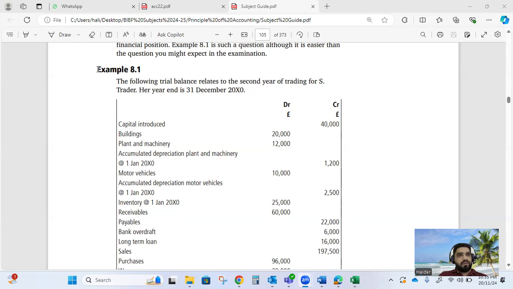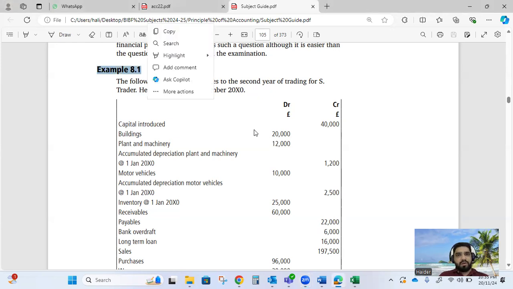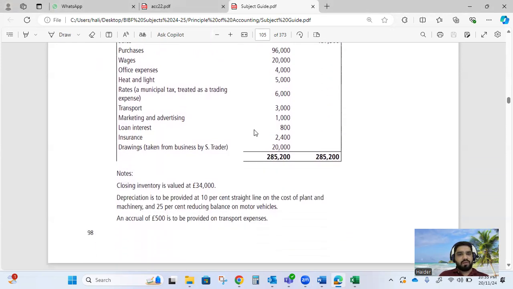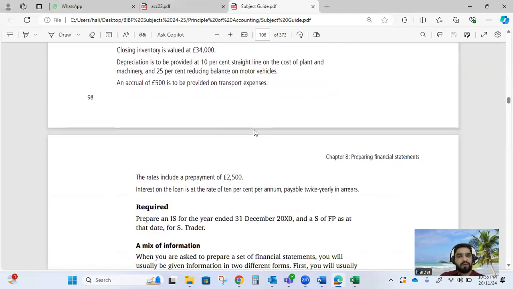So our question is example 8.1. Before we start anything else, we need to just look into the requirement of the examiner. So it is here: prepare an income statement for the year ended 31st December 20X0 and statement of financial position as at that day for S Trader. So basically, it is requiring us to prepare the income statement and the balance sheet from the given data.